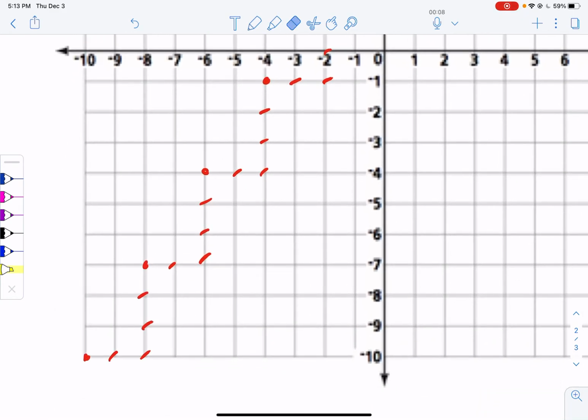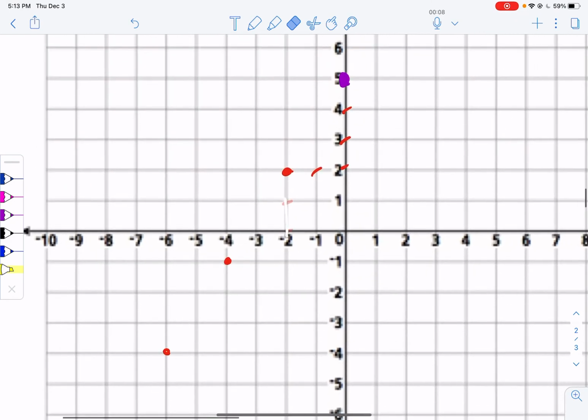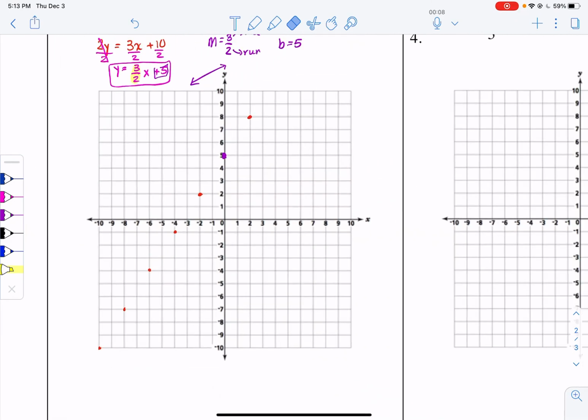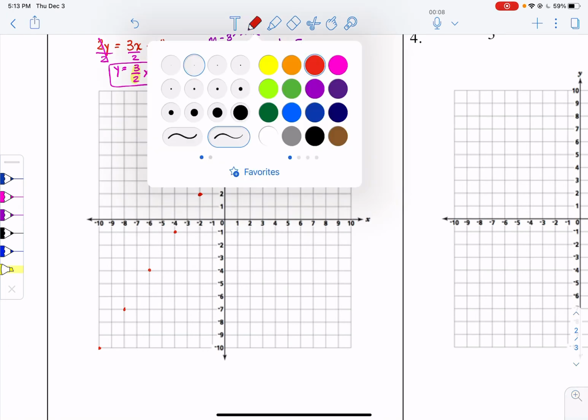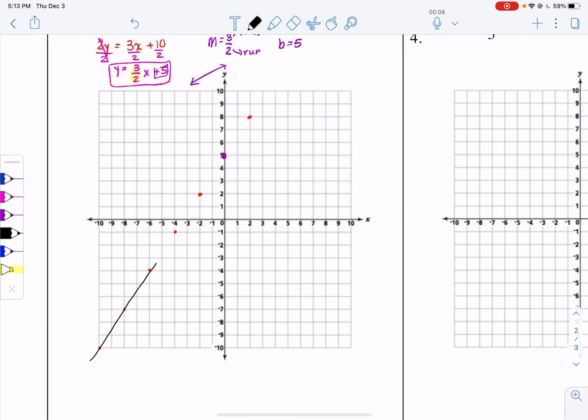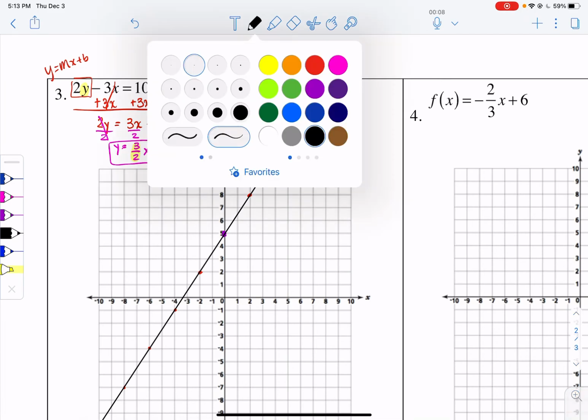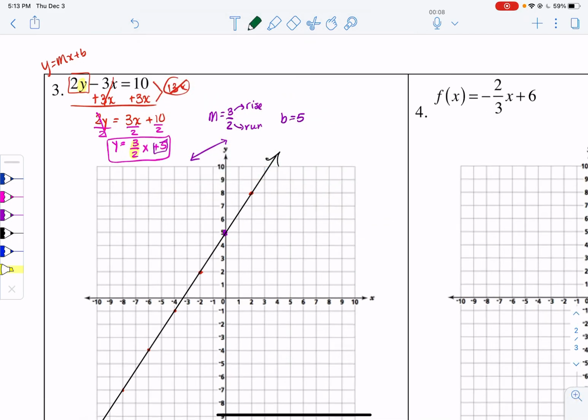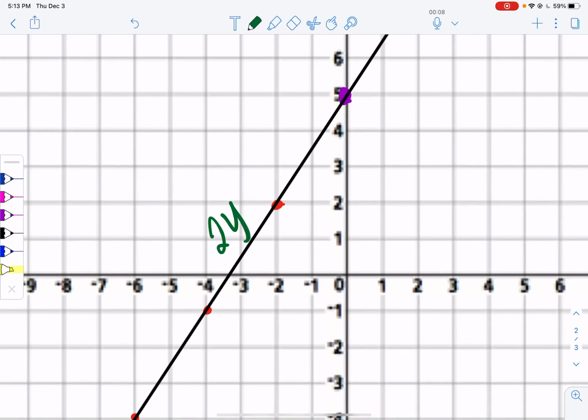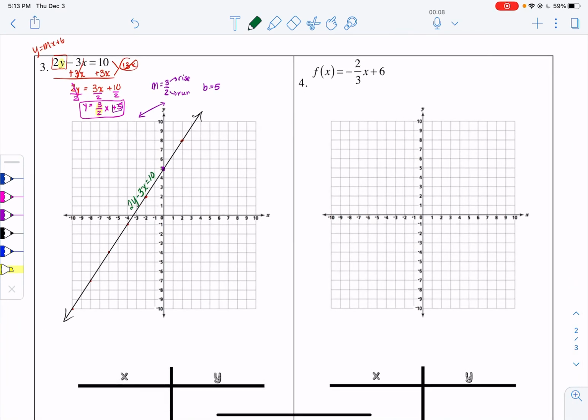Now I'm going to get rid of all these dashes I did, or tick marks, whatever you want to call them. And look, I got a bunch of points plotted. What I'm going to do is connect those with a straight line. And I can write 2y minus 3x equals 10, or I can write y equals 3 over 2x plus 5. I'm going to just write my original equation because that's what I like to do. And that's your final answer.